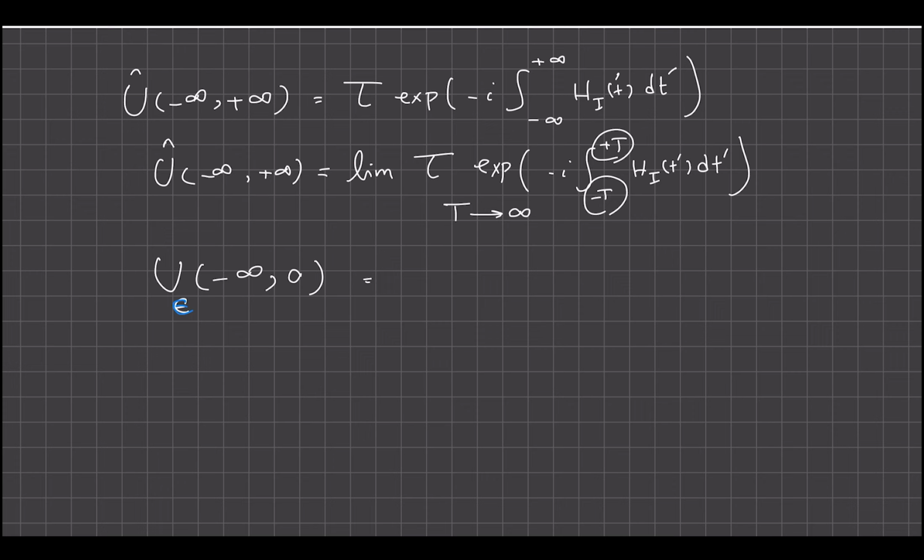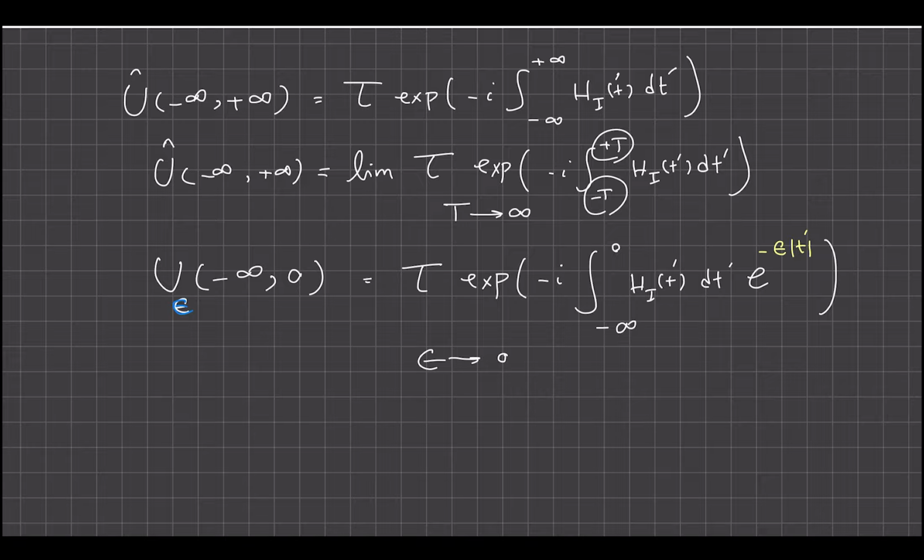And then you can say, I am defining this operator as the time-ordered exponential of minus i integral from minus infinity to 0. You have the same Hamiltonian, same integral, but now you introduce a new exponential, e to the minus epsilon times the absolute value of t prime. That would ensure that this integral converges. So in the limit of epsilon going to 0, this integral is going to converge.